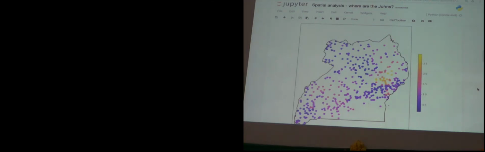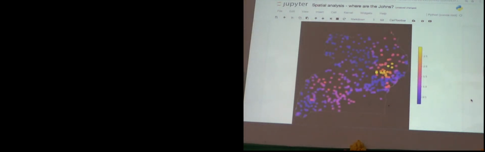This is pretty interesting. We have this concentration of Johns around here. There's a kind of John dead zone up around Gulu, mid-southwest, reasonable, and then there's areas up here where we don't have a lot of information. It's quite sparse. This is the Karamoja, so it's an emptier place with less data.